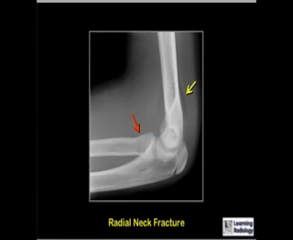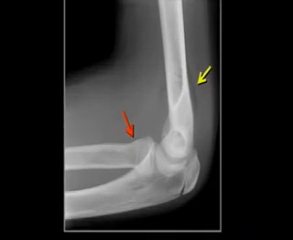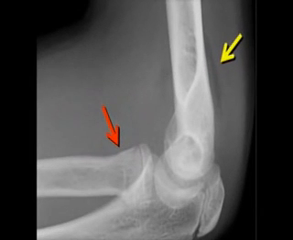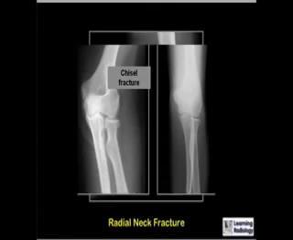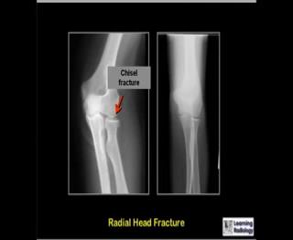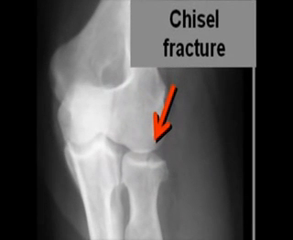In another case, this in a child, there is a positive posterior fat pad sign shown by the yellow arrow, and the red arrow is pointing to the cortical discontinuity in the neck of the radius from a fracture. A longitudinal fracture through the head of the radius is sometimes called a chisel fracture, and it may be visible on only one of the 4 views of the elbow.